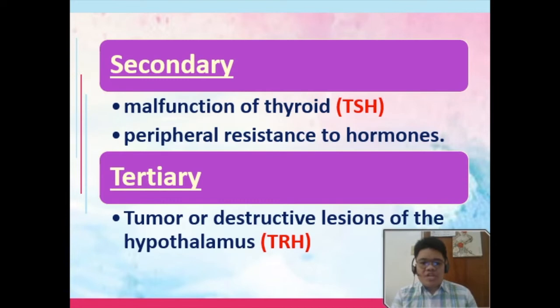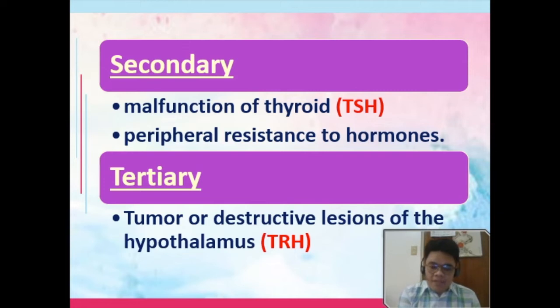Then you have your tertiary hypothyroidism. In your tertiary hypothyroidism class, this is brought about by tumor or destructive lesions of your hypothalamus. So our problem in your tertiary hypothyroidism is your TRH, your thyrotropin releasing hormone. Okay? So again, primary, the problem is the thyroid itself. Secondary, the problem is the pituitary gland. And then tertiary, the problem is your hypothalamus. Any of these conditions may lead to your hypothyroidism.